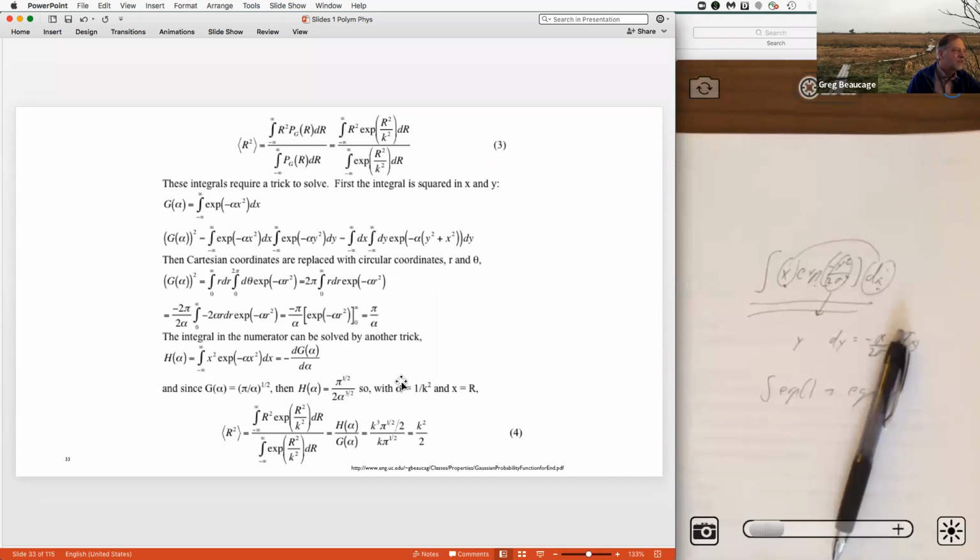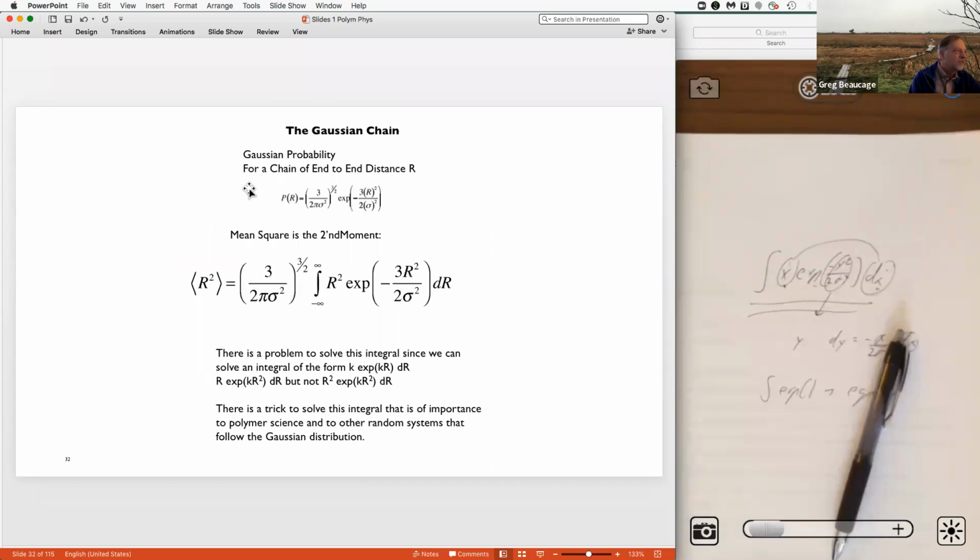And what that gives you is the answer. The original argument was, if alpha is 1 over k squared, then you end up with r squared being k squared by 2, and k squared is 2 sigma squared. So r squared ends up being sigma squared. That's kind of how you solve the two integrals you need to solve in order to get this r squared, and to show that r squared is sigma squared.